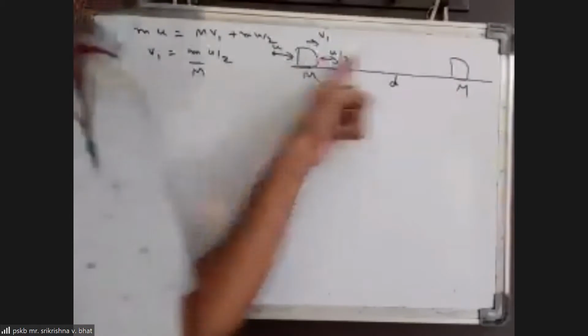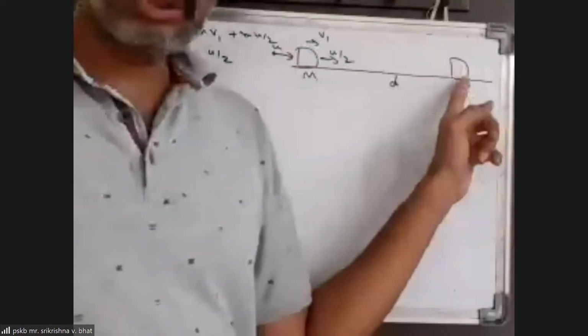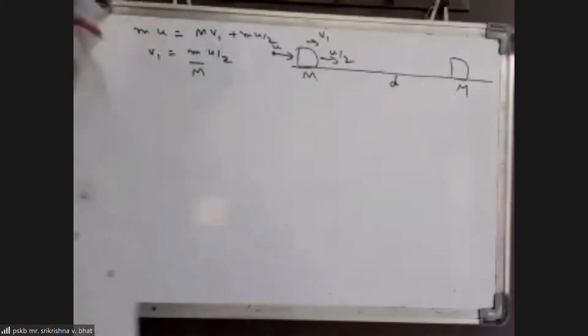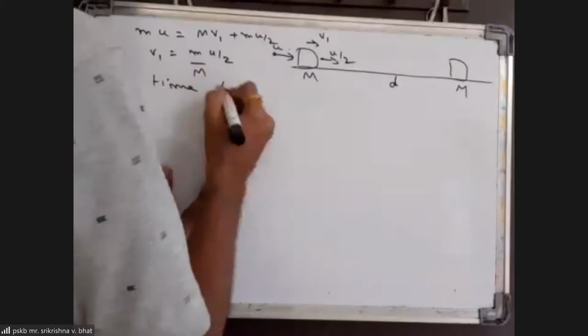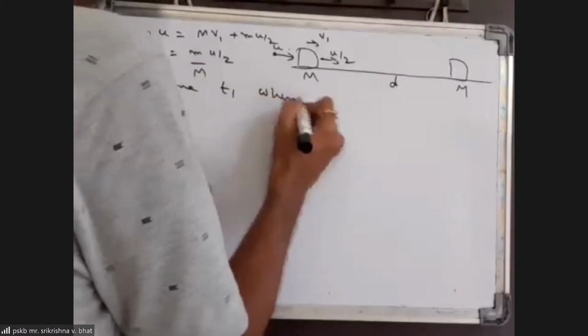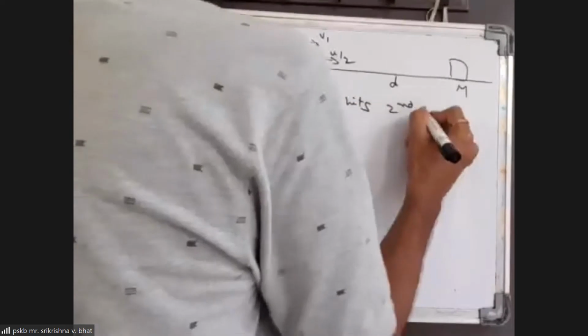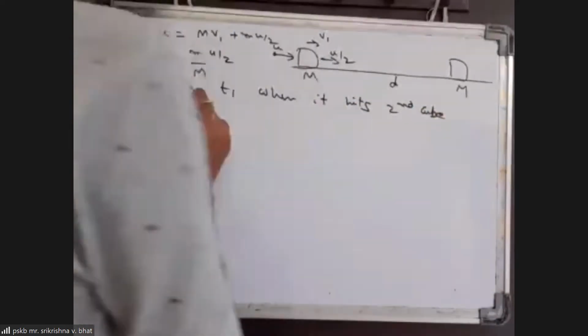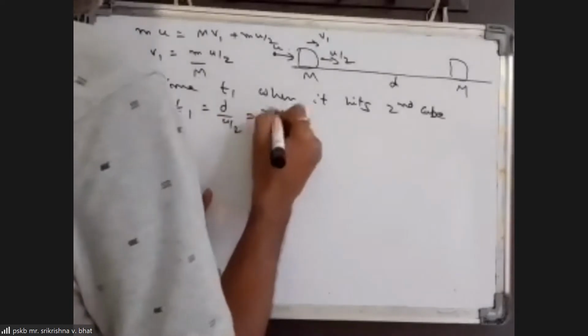The velocity of the bullet has become u by 2, so it travels at speed u by 2 to hit the second cube. It has to travel a distance d. The time t1 after which it will hit the second cube will be d by u by 2, that is 2d by u.